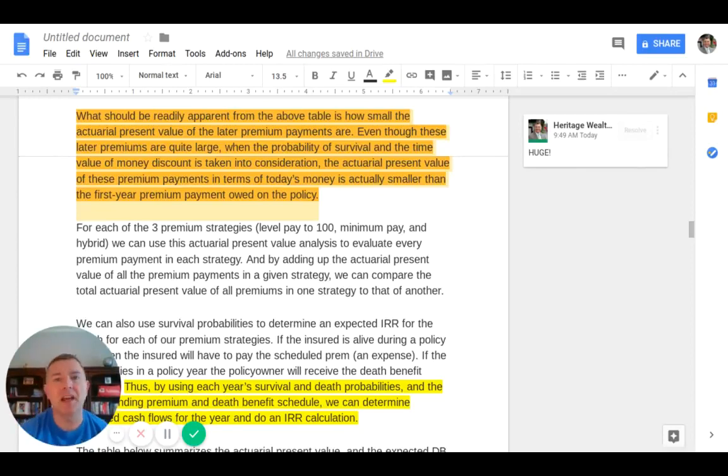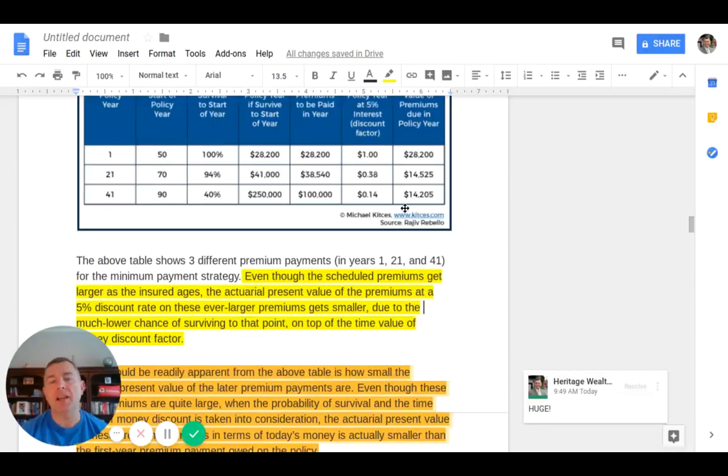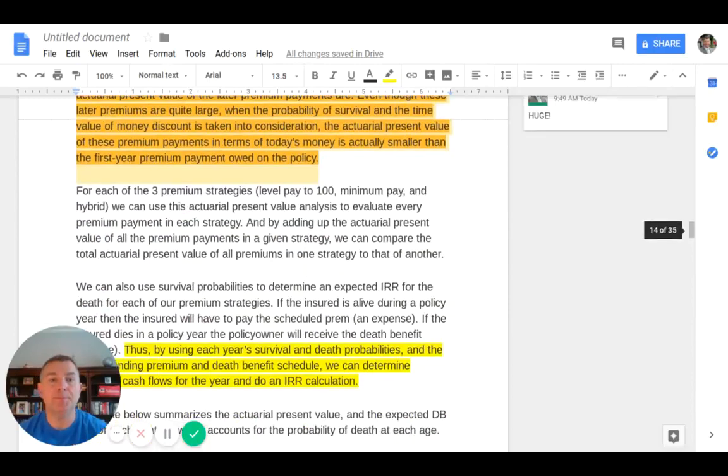Again, I just got to stress this. You put $14,000 in an account at 5% interest, you're going to have $100,000 in 41 years. Why do I need $100,000? Because the actuarial likelihood of me surviving at 40 beyond 90 is only 40%. That means, given all things being equal, I only need $100,000. I don't need $250,000 because only 60% of the people are going to die. Assuming I'm one of them, the likelihood is that I'll only need $100,000, which means I only need $14,000 today. It's just crazy. Oh, man, I love it.